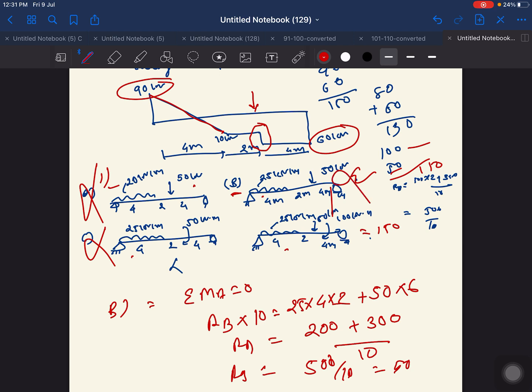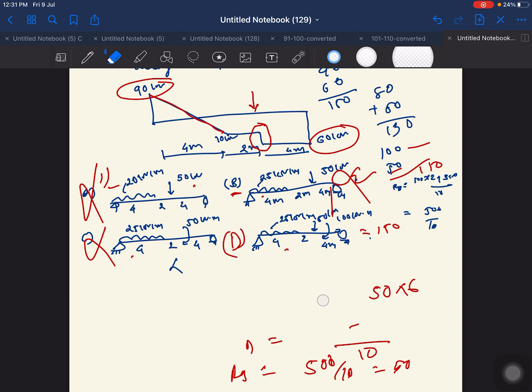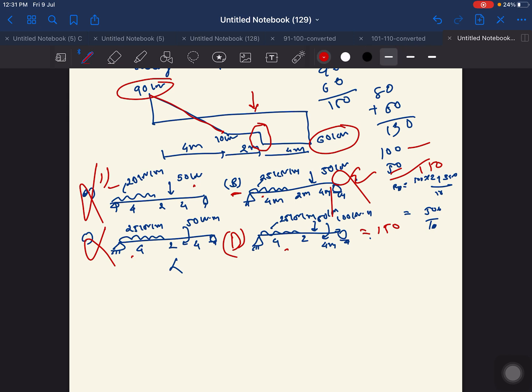So your correct answer is D. D is your correct answer. Let's calculate it for your interest. D is your correct answer. Let's find out the reaction.